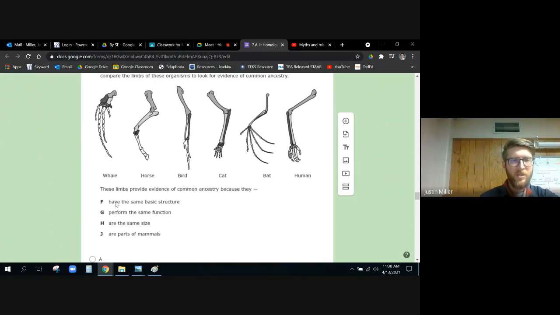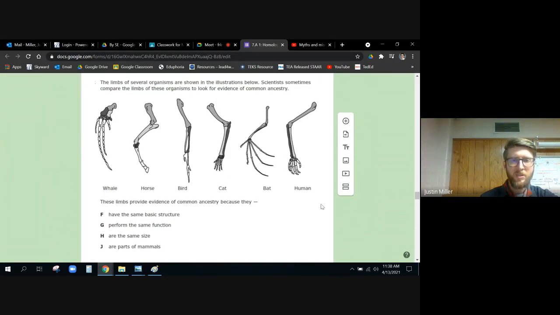So is it because they have the same basic structure, or because they're all parts of mammals? Are all of these things mammals? A lot of these are, but there's one that's not a mammal, and that's birds. Birds are not mammals, okay? So they're not all mammals, so it can't be J, so it has to be F. They have the same basic structure. I know it may not look like it, but it's all the same bones in all the same places. They're just different lengths.